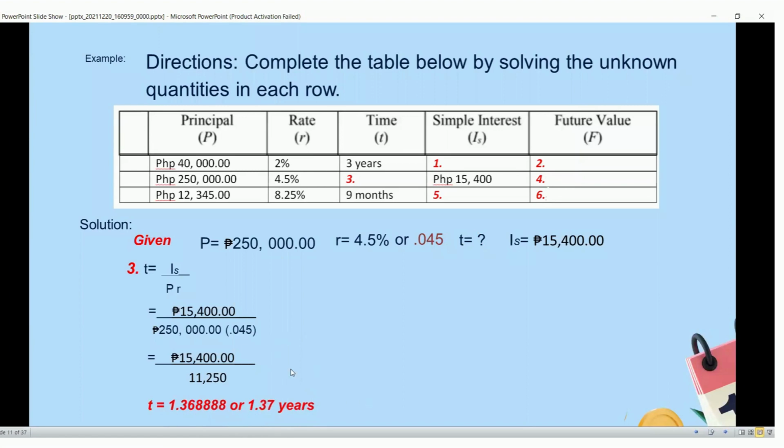So, dahil nakuha na natin yung ating time, at given ang ating principal and simple interest, pwede na natin makuha ang ating future value. So, gamitin natin yung F is equal to P plus I, substitute 250,000 pesos plus 15,400 pesos. So, ang ating F ay 265,400 pesos.